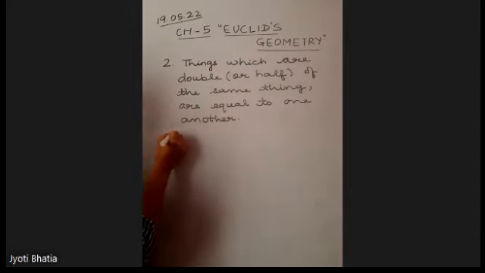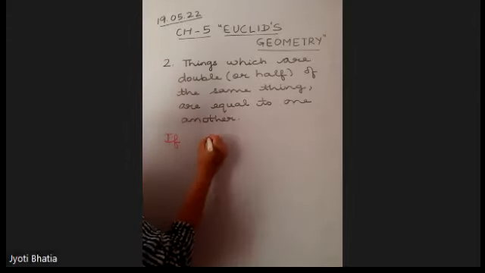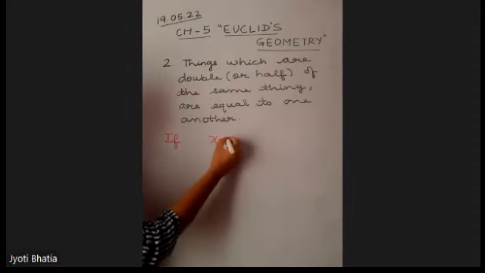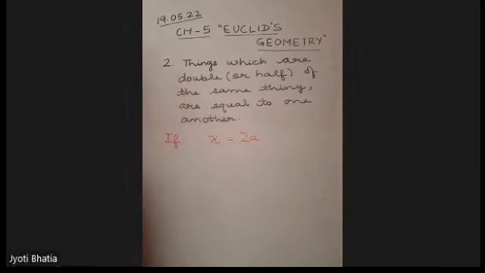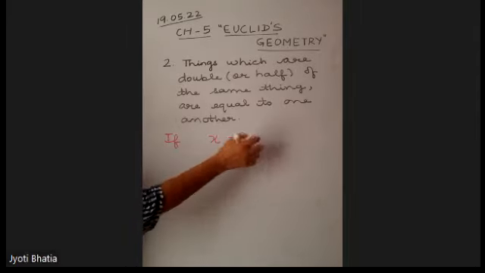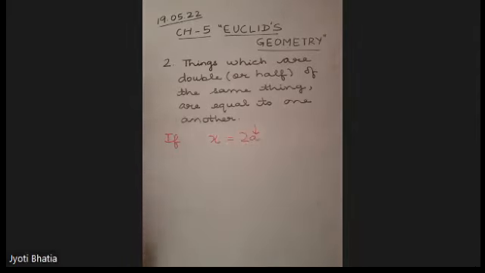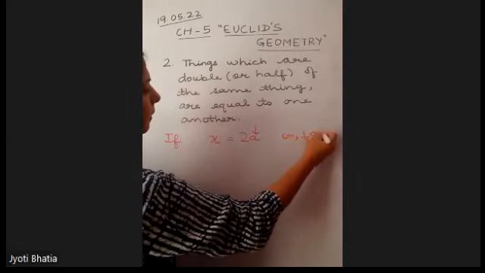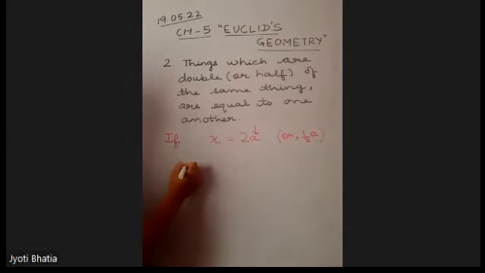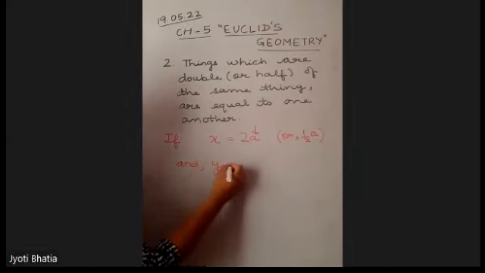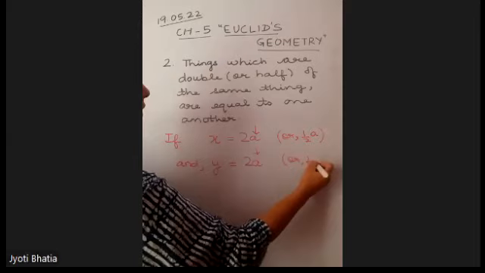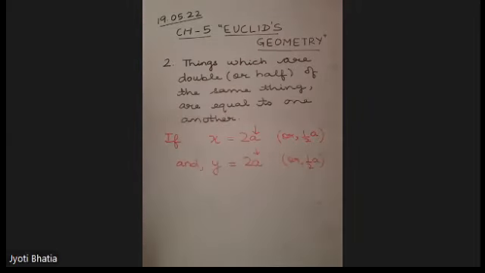Suppose you have a quantity x. Suppose you have an x which is twice of a. That x is what of a, beta? Double. Or it is half of it. Okay? And then there is another thing y, which is also double of it. Whether half or double doesn't matter. What is the relation between x and y here?